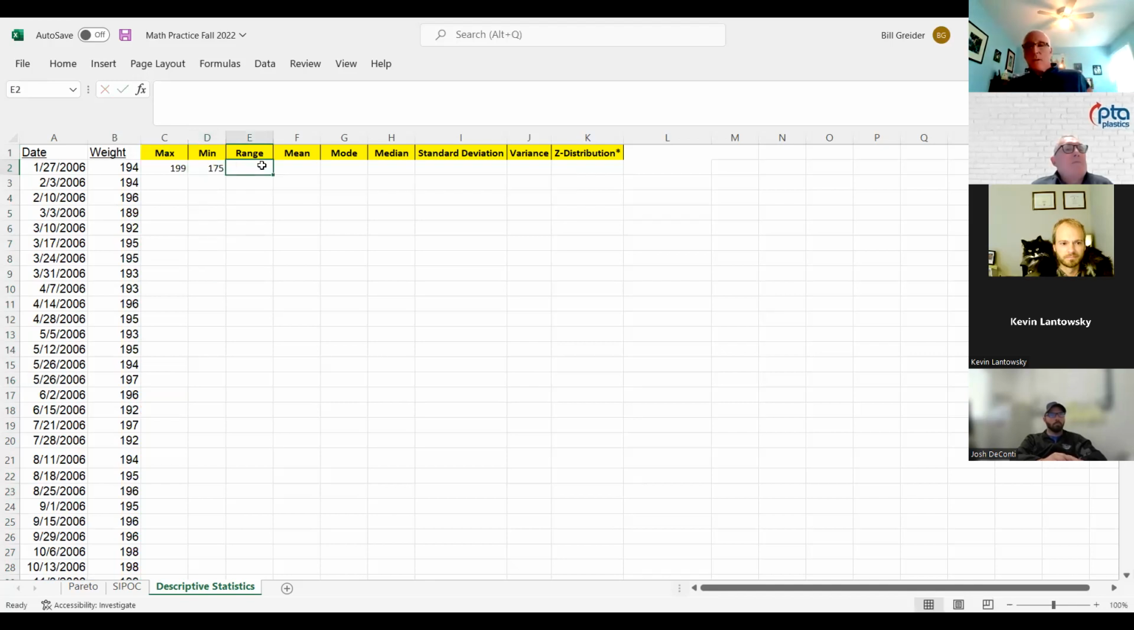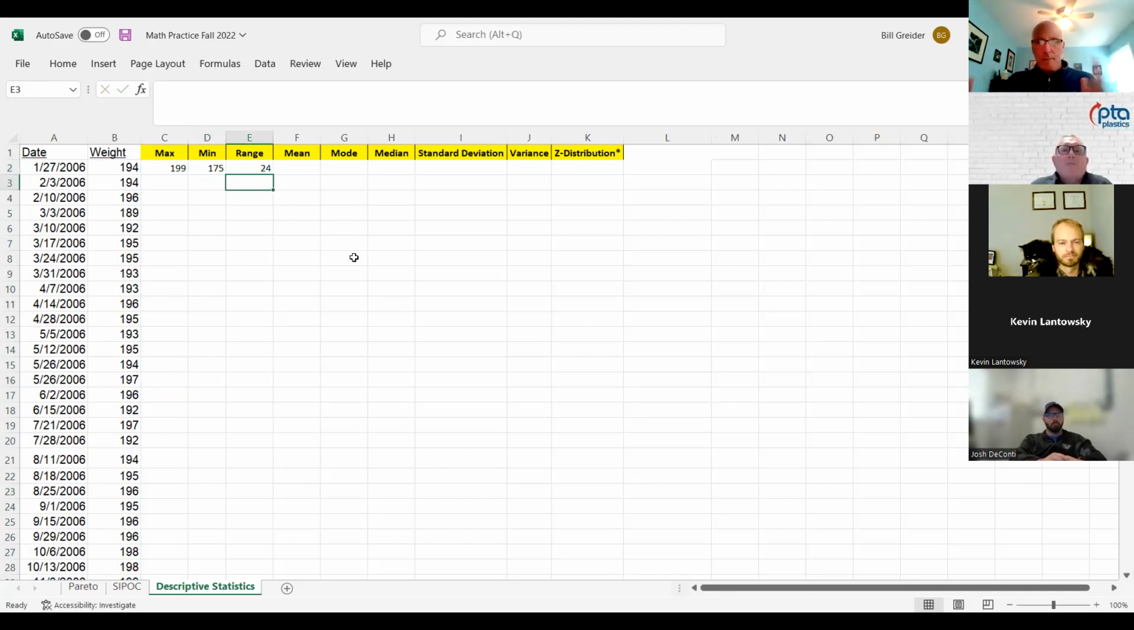And I might want to know what's the difference between the min and the max? How much range is there in my weight? The easiest way to do that is just to simply equals the max, highlight that, minus the min. And I can see that over the course of 750 weeks, my weight has ranged about 24 pounds.